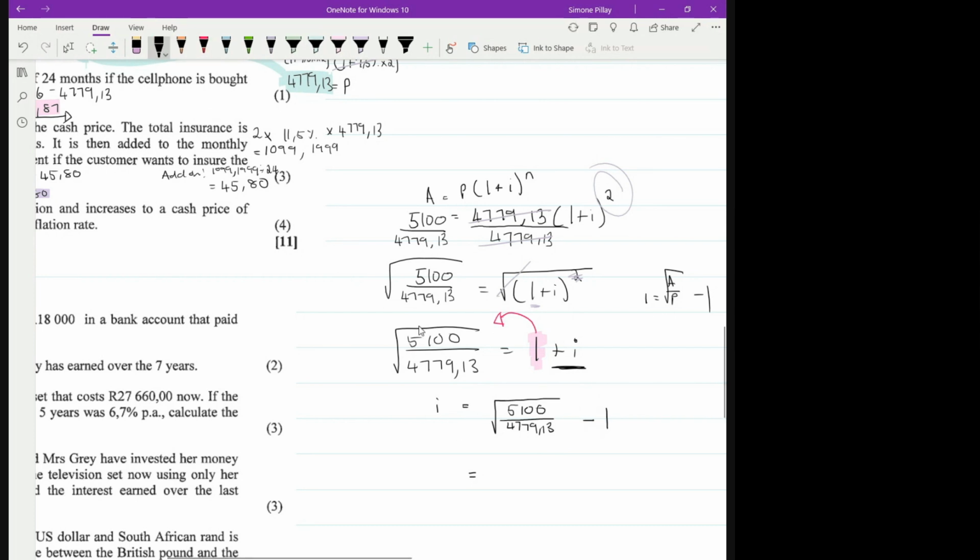When we get our answer, we're getting it as a decimal, which is 0,03302 dot dot dot, which we know if we convert that to a percentage, we multiply by 100, and we're going to get 3,30%. Okay, are we all happy with this? There we go.